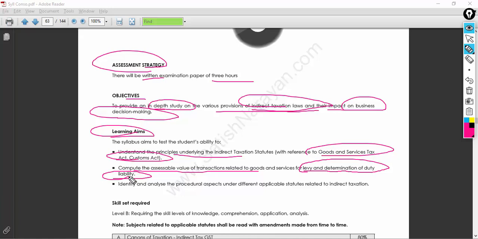In case you keep giving more benefits to the government by paying more taxation, it creates most of the job opportunities in the Indian context, more revenue the government will get, and more infrastructure and more development will happen in the state. Yeah. So with that, if you go to the next point, we have to identify and analyze the procedural aspects and understand the different applicable statutes under indirect taxation. Perfect. Got it? Okay.